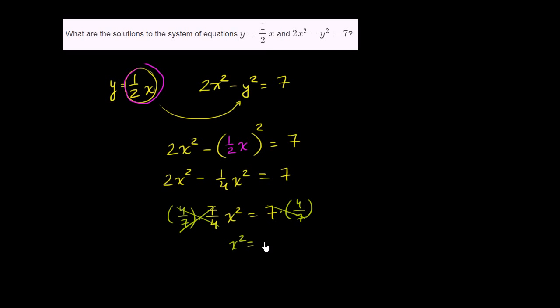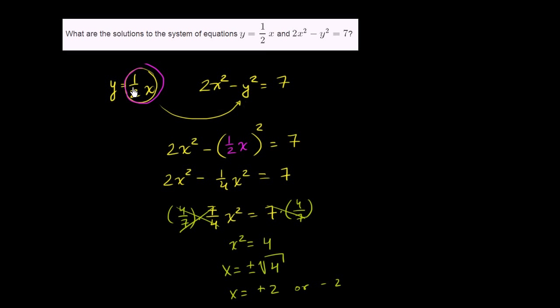x squared is equal to 4. And so x could be positive or negative 2. It's the positive and negative square root of 4. So x is equal to the plus or minus square root of 4. x is equal to positive 2, or negative 2. Now, given that x is positive 2 or negative 2, let's substitute back into either of these equations to figure out the corresponding y for each of these.